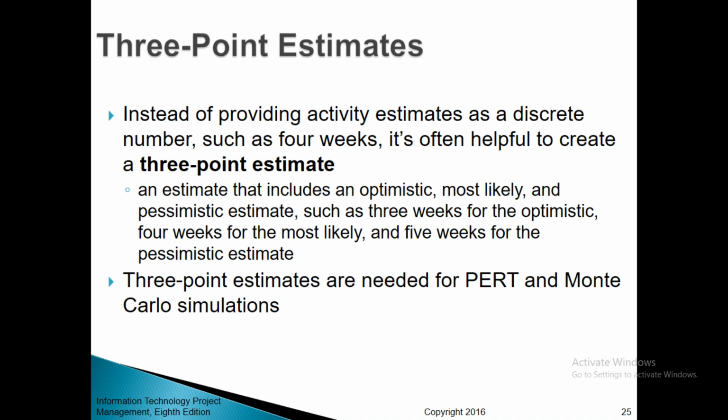3-point estimates. Instead of providing activity estimates as a discrete number, such as 4 weeks, it's often helpful to create a 3-point estimate. An estimate that includes optimistic, most likely, and pessimistic estimates, such as 3 weeks for the optimistic, 4 weeks for the most likely, and 5 weeks for the pessimistic estimate.